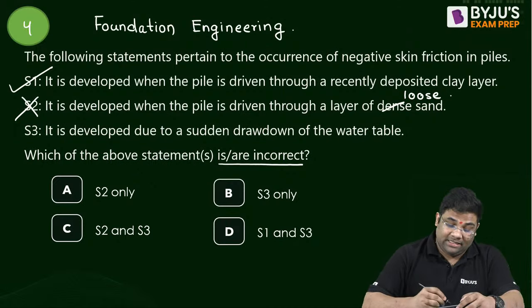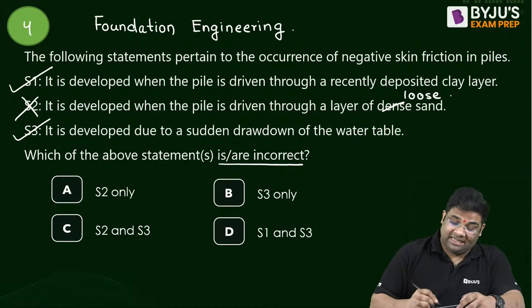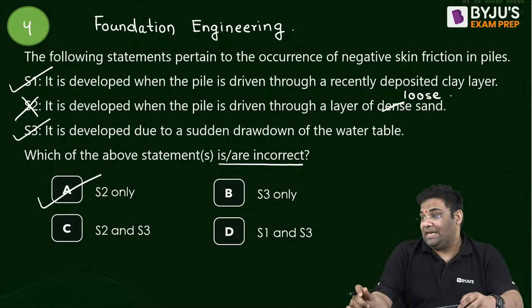Yes, this is also correct. Because when there is sudden drawdown, what will happen? There will be increase in effective stress leading to what? Consolidation. So consolidation will lead to what? Negative skin friction. So 1 and 3 are correct. So which is incorrect? S2 only is incorrect.